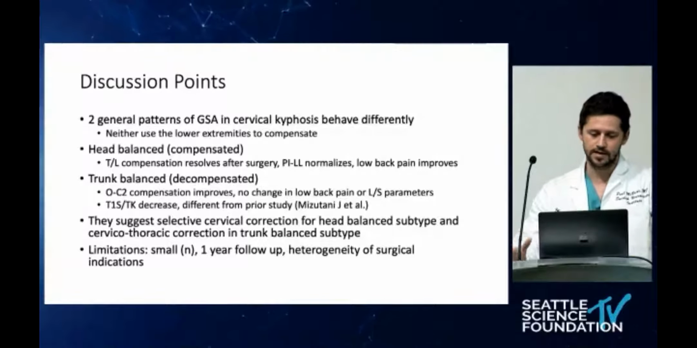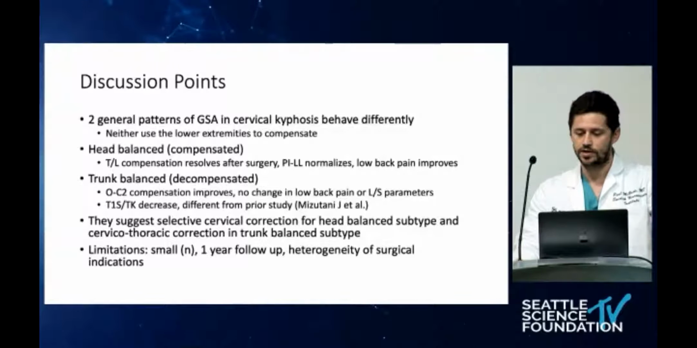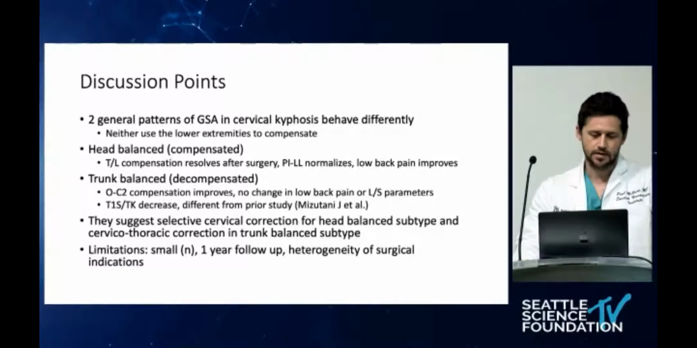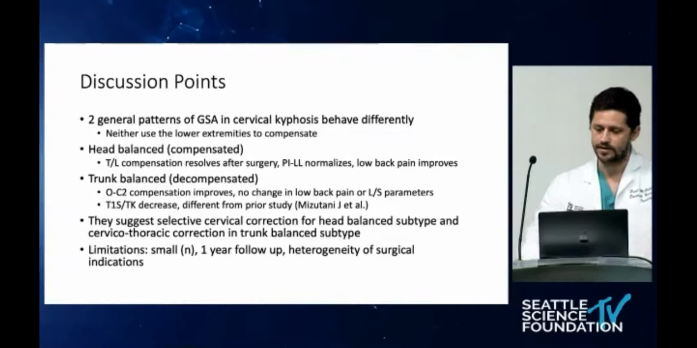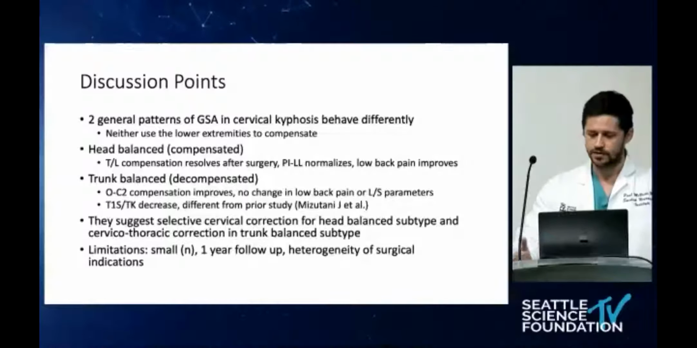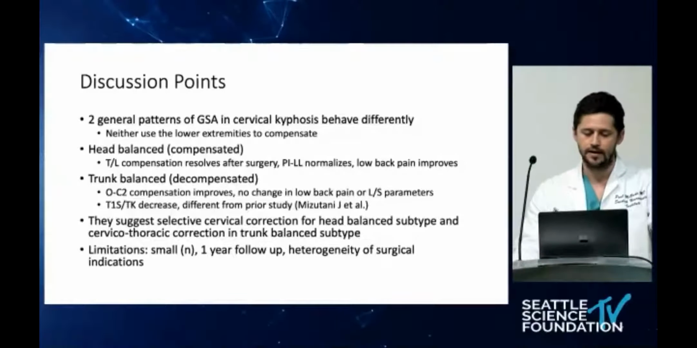And they say that because of this, they are suggesting that a selective cervical correction for the head balance subtype would be warranted, and a cervicothoracic correction for the trunk balance subtype would be warranted. I wish they delved into this a little further. I don't know what they meant by selective cervical. I think both groups deserve a fusion from the cervical spine to the thoracic spine. I don't know if they meant the cervicothoracic correction should go lower to like T6, where the other group should go to T2. They didn't elaborate on that.